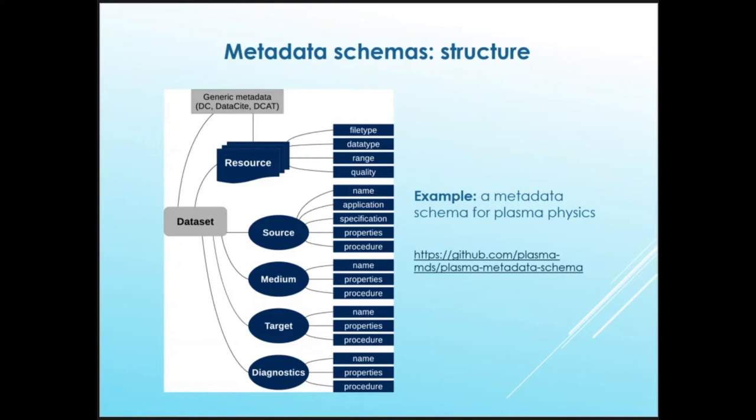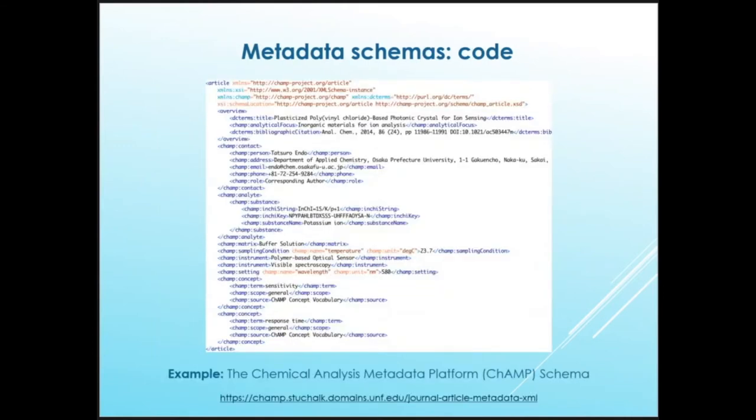So this one I'm showing here was created to extract information from chemistry papers so that they are more easily searchable. And as you can see, this metadata schema contains entries dedicated to the author, to the title, to the author's contact information, but also to certain aspects of the experiments, such as compounds used, instruments used, measurements done, etc.